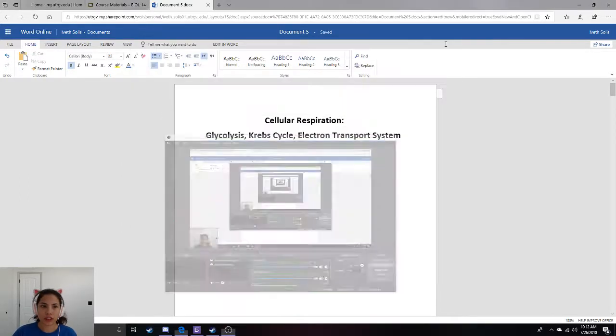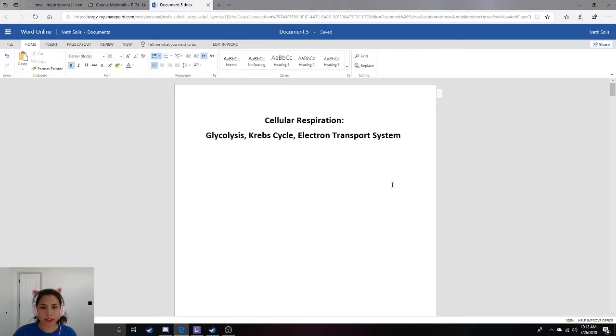I am in Dr. Chan's biology course, and today I'm going to be talking about cellular respiration. In the cellular respiration process, there are the steps glycolysis, the Krebs cycle, and the electron transport system.